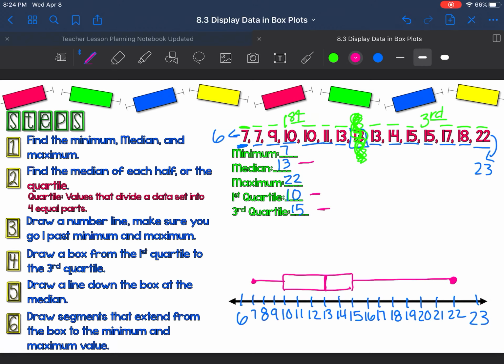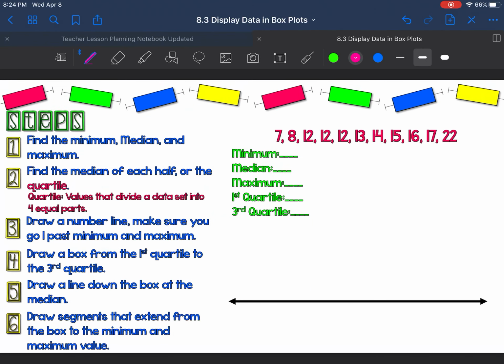And there you have it. We have just successfully graphed a box plot. Not too bad, right? So let's go ahead and take a look at another example.